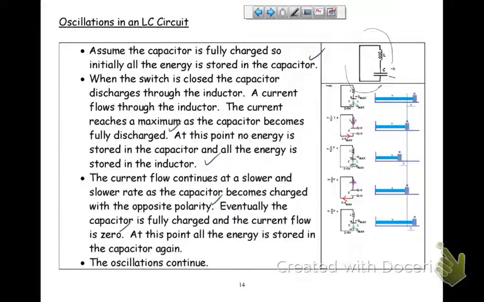It's going to have a natural frequency just like a pendulum does, just like a mass on a spring does, and we can use these analogies. So we're going to get simple harmonic motion, and all that stuff is going to be the equivalent.